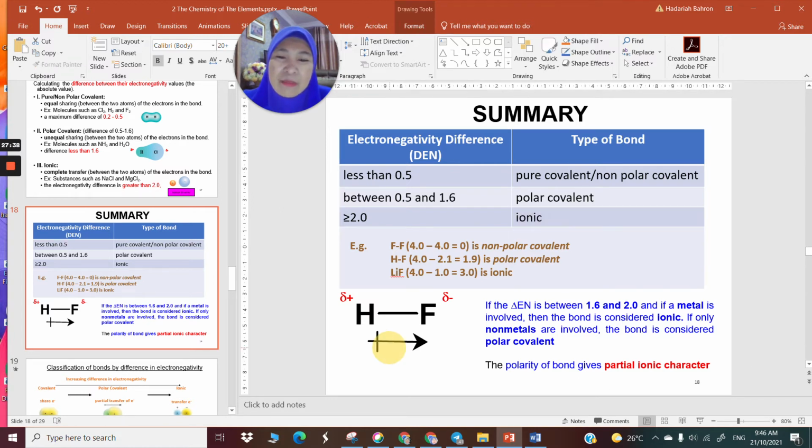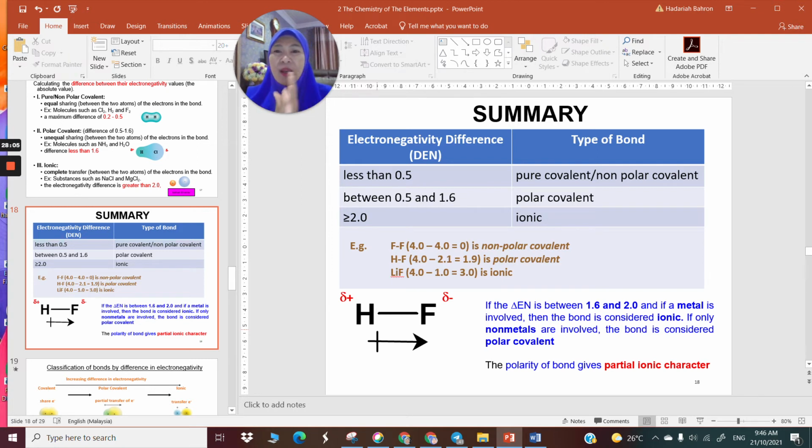So this is the symbol for polarity. Your H, which is slightly positive, and your F, which is slightly negative, give a bond polarity, and it is represented by this symbol: an arrow going from hydrogen to fluorine with a bar closer to hydrogen. That means there is a wall, if you like, so the electrons cannot go into the hydrogen because all of them go to the fluorine.